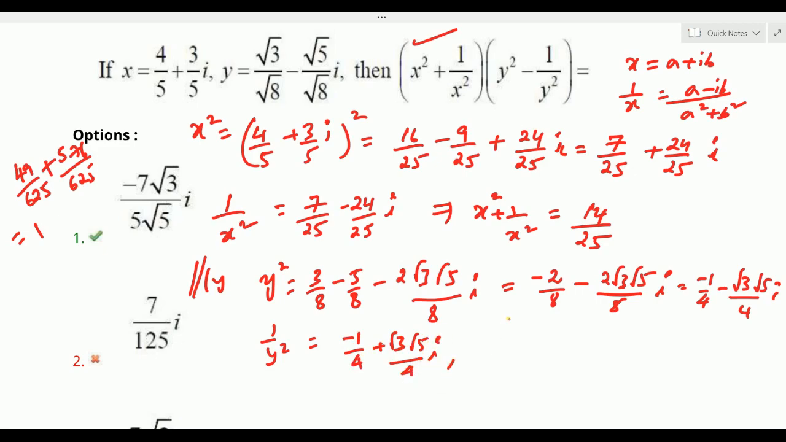ఇప్పుడు మనకు కావాల్సిన రిజల్ట్ ఏంటి? We want y square minus 1 by y square. By the subtraction y square minus 1 by y square, what happened here? Real part gets cancelled. Here imaginary part becomes minus 2 times root 3 into root 5 by 4 i.